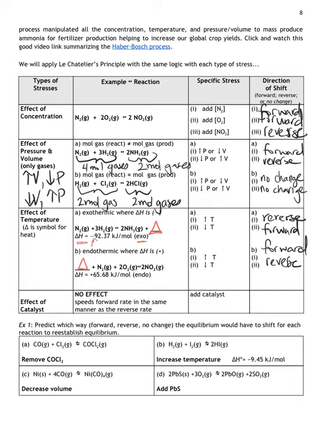And so the last one is the catalyst. Adding a catalyst actually speeds up the forward reaction in the same manner as the reverse, so it's not going to affect the equilibrium in any particular way. So adding a catalyst has no change on the equilibrium. It might speed up the reaction, both the forward and the reverse, but it does not change or shift the equilibrium in any way. So let's look at some examples.